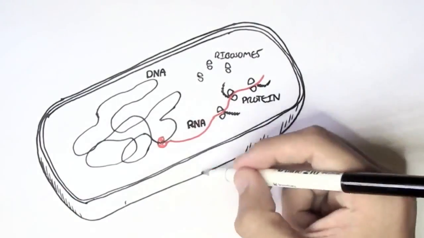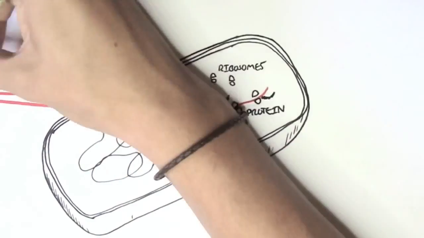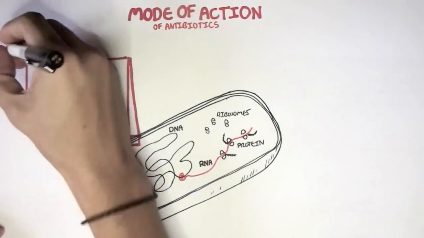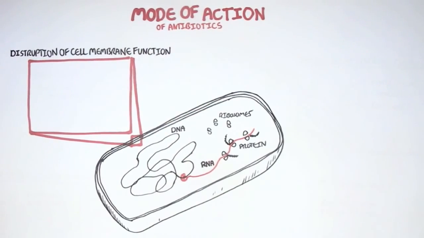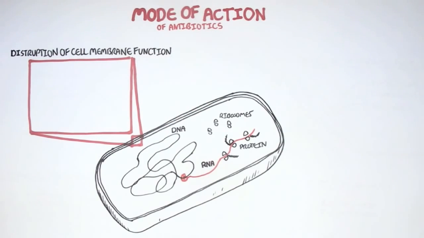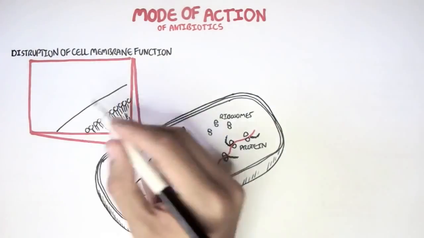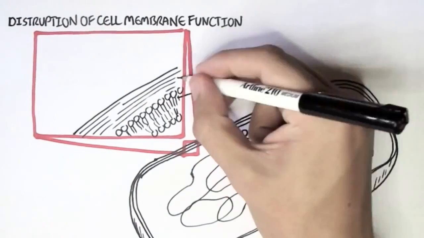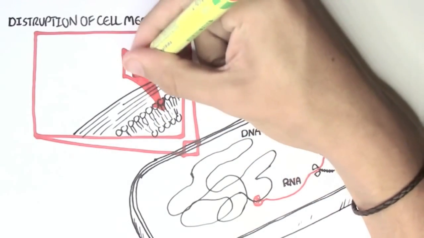The first type of antibiotic that I want to talk about are the ones that target the cell membrane. These antibiotics will disrupt the cell membrane function, which means that they disrupt the phospholipid bilayer. So here is the cell membrane and here is the cell wall, known as a peptidoglycan. They are different. The antibiotic binds here to the cell membrane.